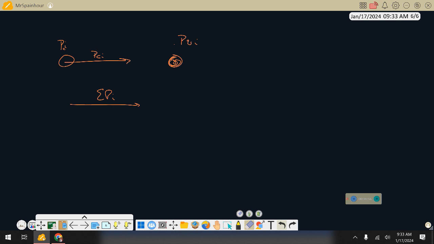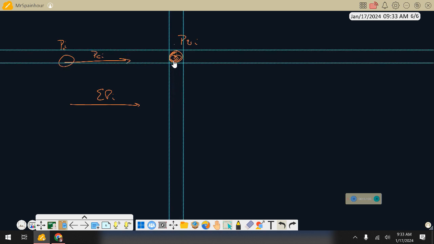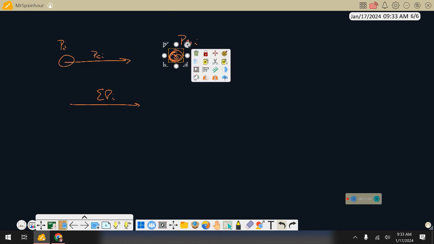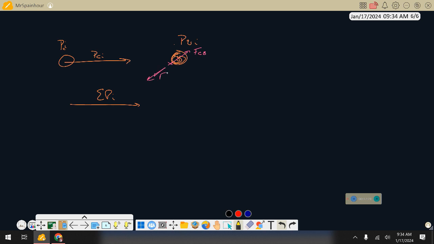Okay? This time, rather than hit it dead on, let's say the cue ball is positioned up so that the 8-ball collides right here. If it collides right here, we get Newton's third law. Newton's third law says there is a force of the cue ball on the 8-ball, and what's also going to happen? There's a force of the 8-ball back on the cue ball.